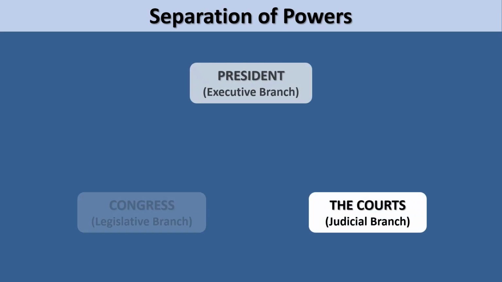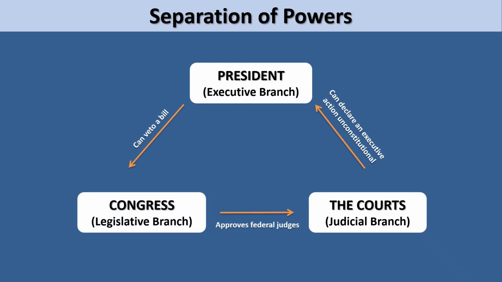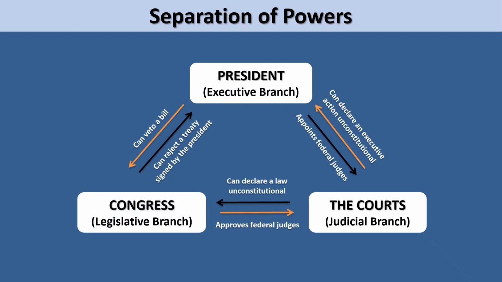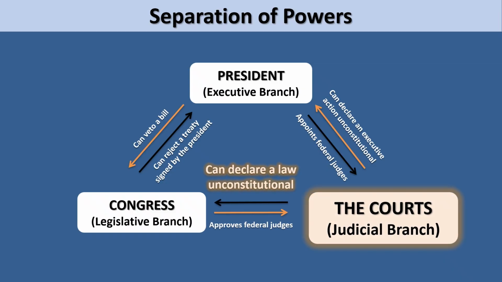So that one part of the government does not become too powerful, when the Founding Fathers were writing the Constitution in 1787, they gave each branch different legal abilities and limitations. This is called separation of powers. One power that only the judicial branch has, for instance, is the ability to declare a law unconstitutional.